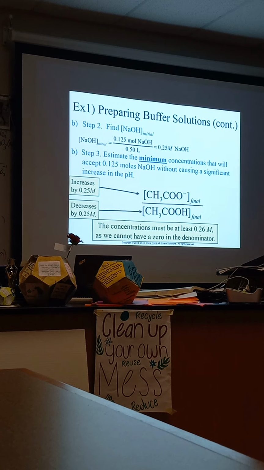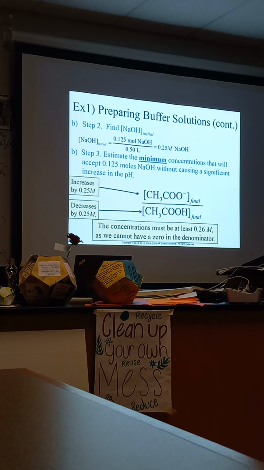Where did the 0.26 times 1.1 come from? I was following up to here. 0.25 is how much NaOH is bearing down on us, and we have to be able to survive it. In order for the buffer to work, the two values do have to be somewhat close to each other.